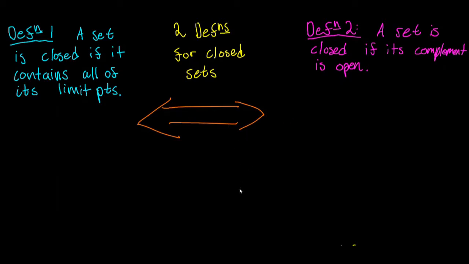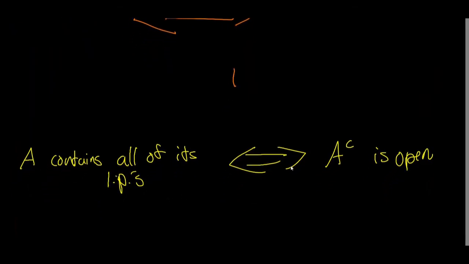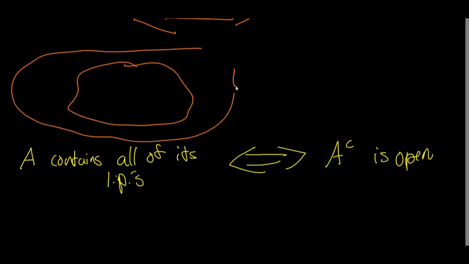How do we prove this equivalence? For any set A, we need to prove that A contains all of its limit points if and only if the complement of A is open, where A is just some set that lives in a metric space E. So A is just any arbitrary set. We can remember A for arbitrary. So let's first prove this direction of the if and only if statement.